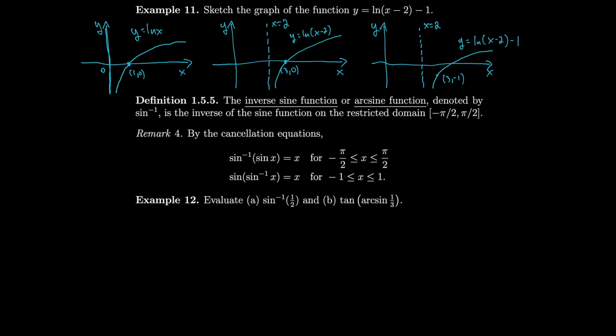Okay, let's evaluate sine inverse of a half and tangent of arcsine of a third. By the way, cancellation equations tell us if we take sine inverse of sine or sine of sine inverse, then they'll cancel and return x just like we'd want. Okay, so we want to find sine inverse of a half, so we want to find the angle that gives us a half. So let's draw a unit circle.